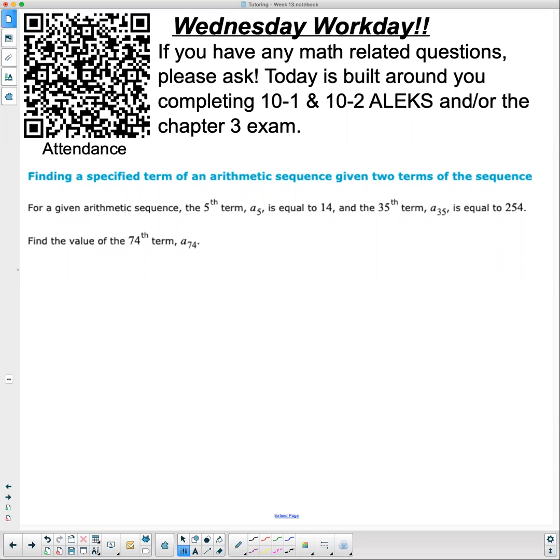All right, now we're going to take a look at ALEKS 10-2, number 6. It says this: for a given arithmetic series, the fifth term, A5, is equal to 14. The 35th term, A35, is equal to 254. Find the value of the 74th term, A74.